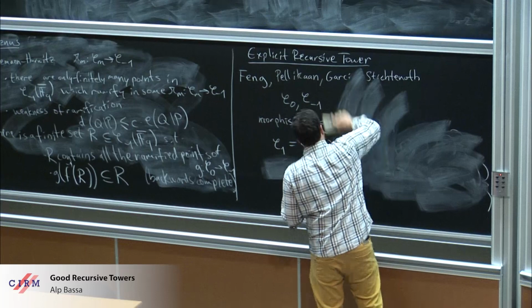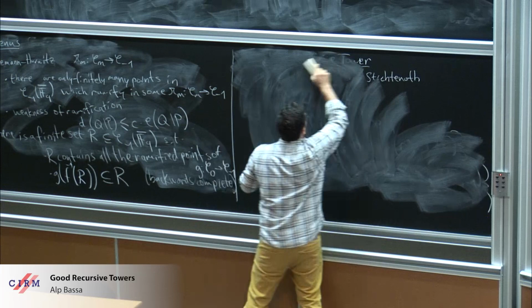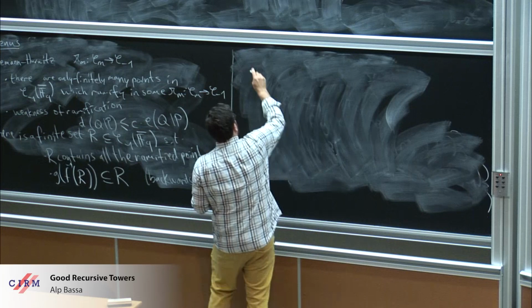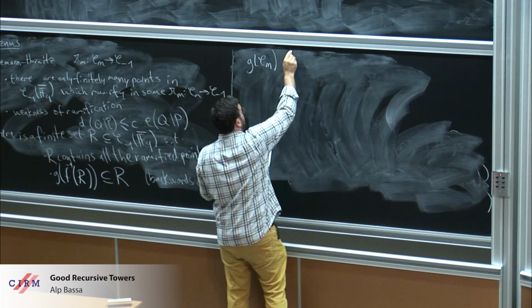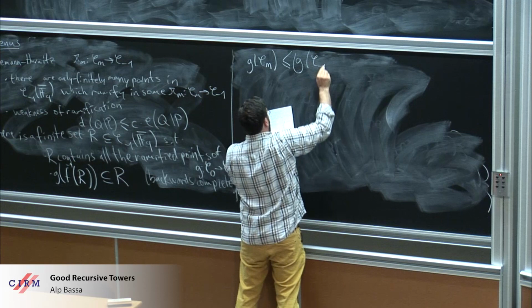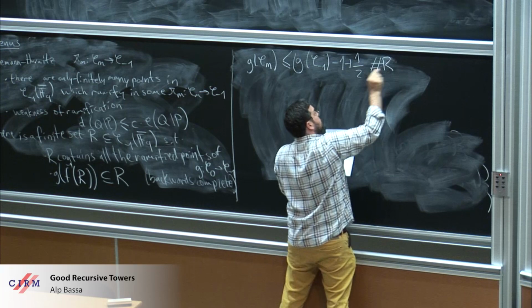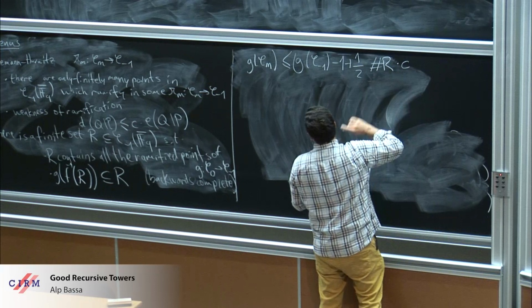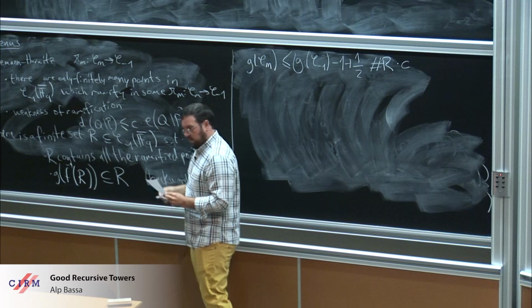So here we had seen that the number of rational points grows linearly in the degree. And in this case, by just applying Riemann-Hurwitz, you see that the genus will also grow at most linearly in the degree. So if you work out what it is, it's just the genus of the bottom curve minus 1, plus 1 half times the cardinality of this backwards complete set of ramified points times the C. The C is kind of the constant that tells you that you have not too bad ramification over here, times the degree of the covering pi m. Yeah.